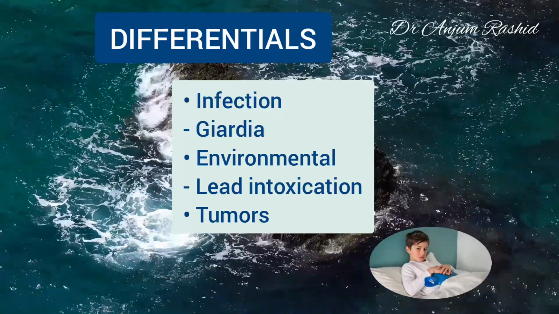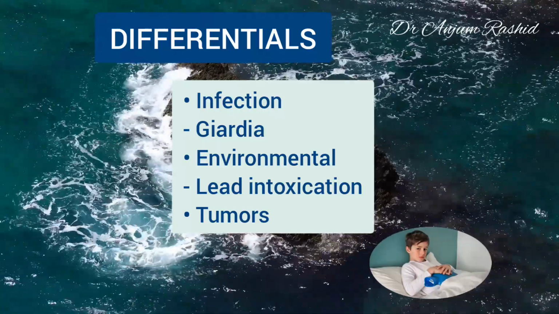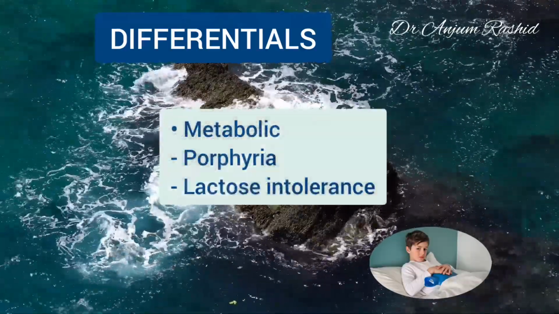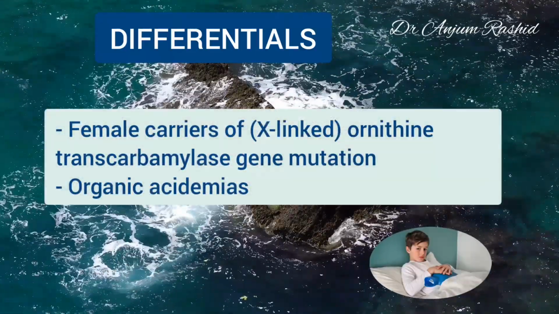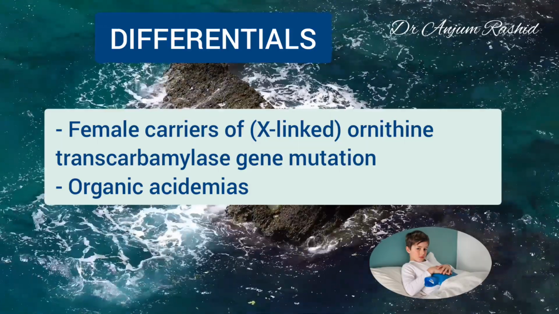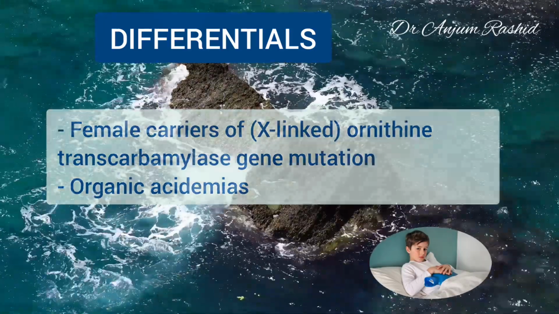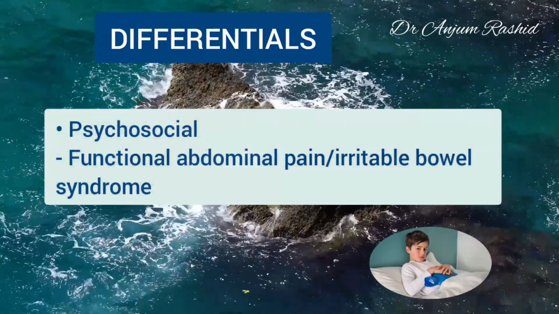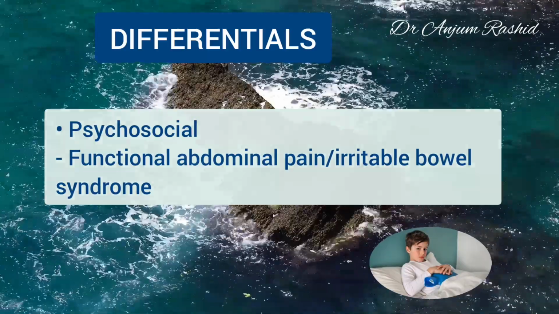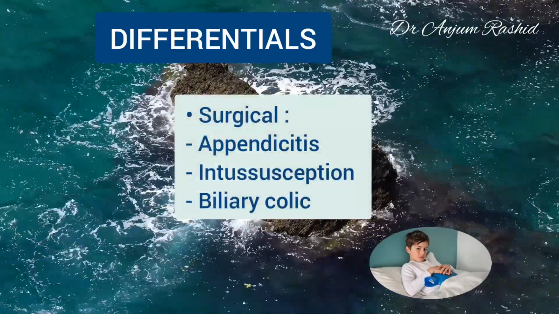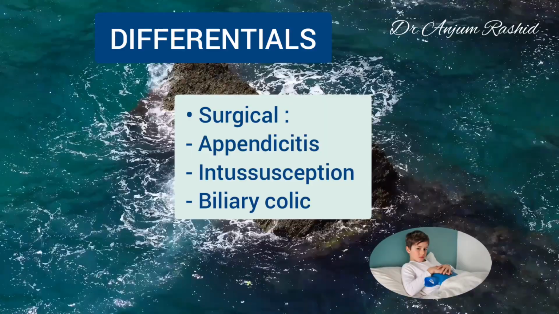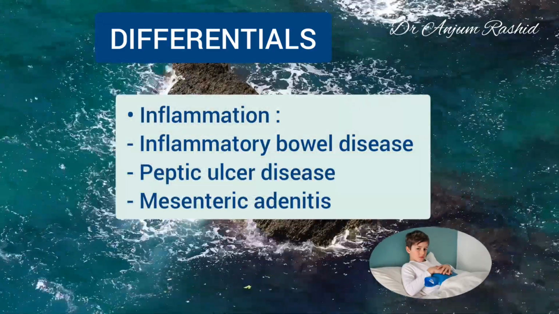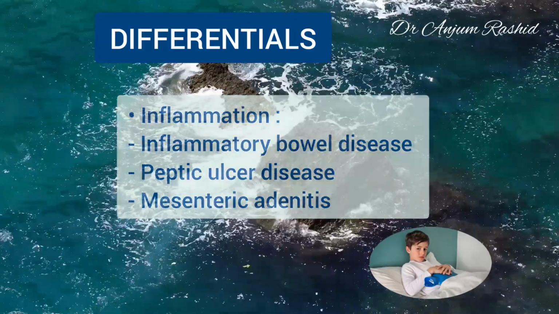These include infections such as giardia, lead intoxication, tumors, metabolic conditions such as porphyria, lactose intolerance, female carriers of X-linked ornithine transcarbamylase gene mutation, and organic acidemias. Psychosocial conditions such as functional abdominal pain or irritable bowel syndrome. Surgical conditions such as appendicitis, intussusception, and biliary colic. Inflammation such as inflammatory bowel disease, peptic ulcer disease, mesenteric adenitis.